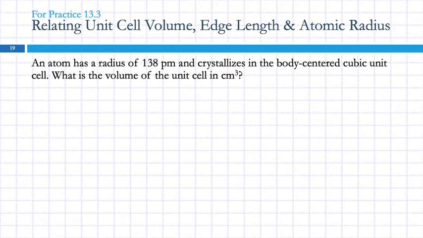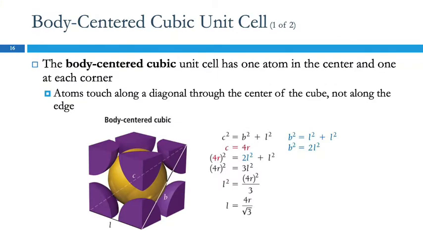So there's a bunch of different calculations that can be done. Here, an atom has a radius of 138 picometers and crystallizes in the body-centered cubic unit cell. What is the volume of the unit cell in cubic centimeters? Well, in case we forgot, there is the edge length. L equals 4r over the square root of 3.